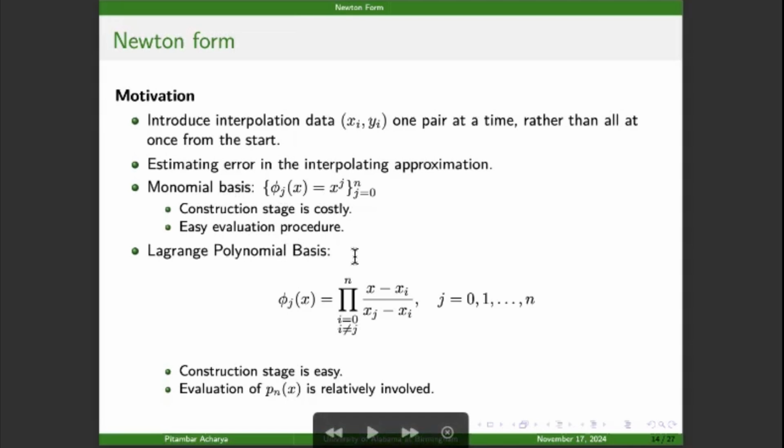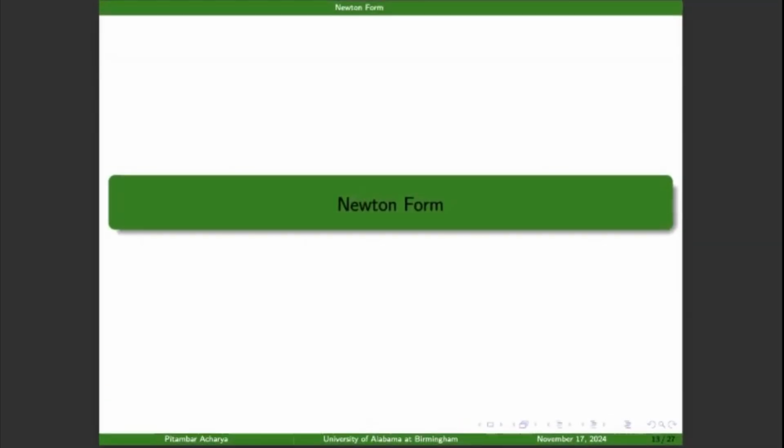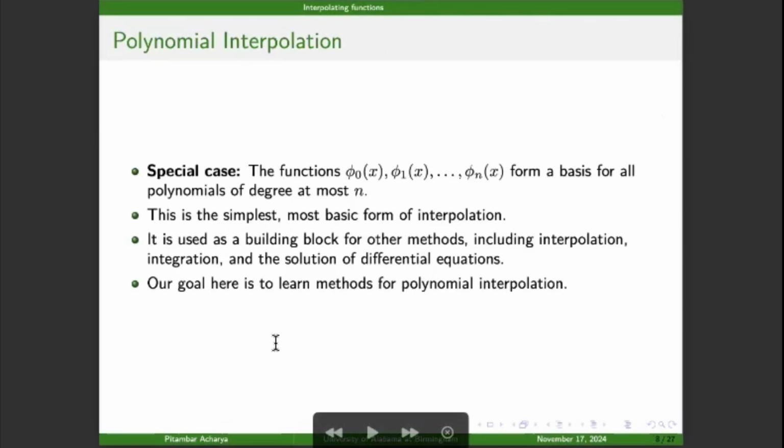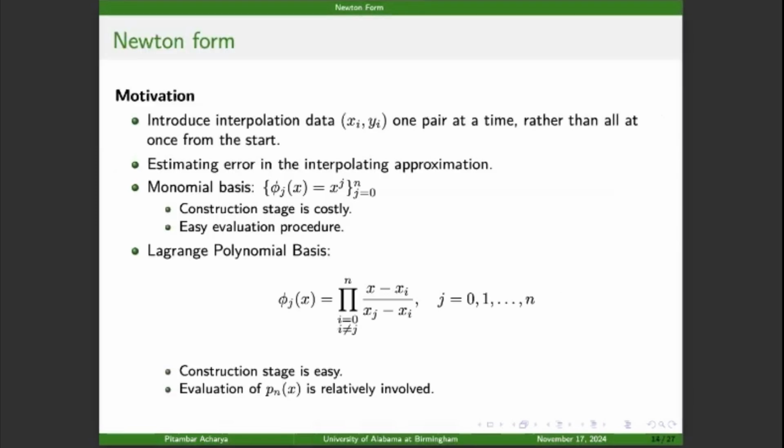Similarly, in case of the Lagrange polynomial basis given by this relation, the construction stays easy, though it is not as simple as the monomial basis. However, the matrix A that I showed earlier, let me go here, yeah, this is the matrix. This matrix A, the matrix consisting of the basis, is an identity matrix. The coefficients are immediately determined here. Here, the construction cost is in the order of n squared flops. The evaluation cost for each x is in the order of n flops. It is stable if the degree is large or the abscissae are spread apart.